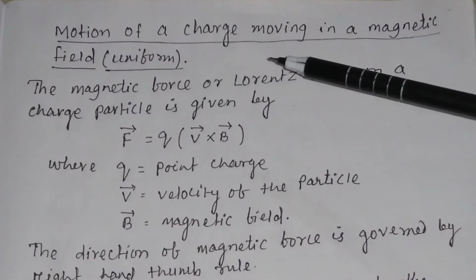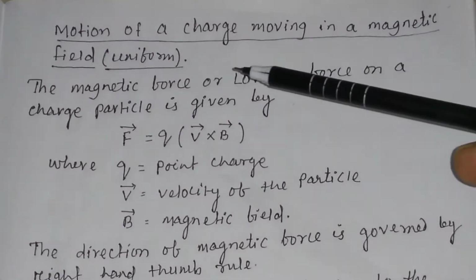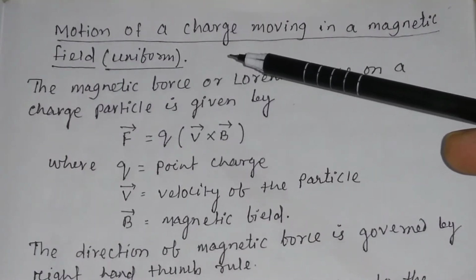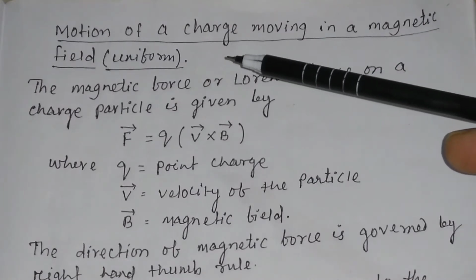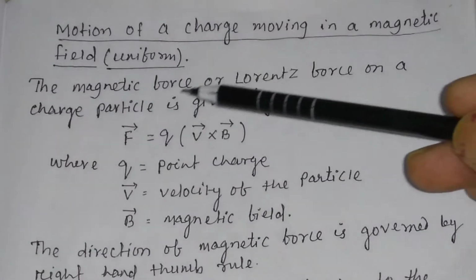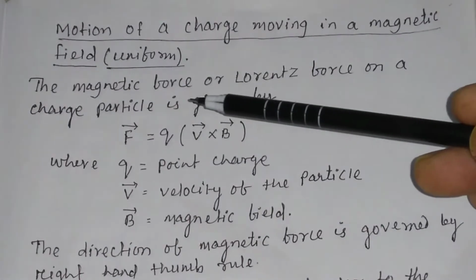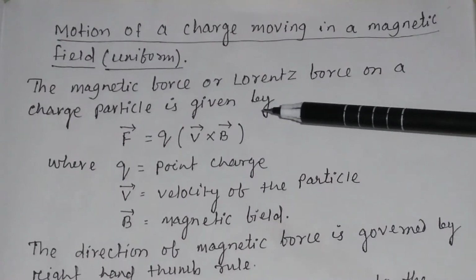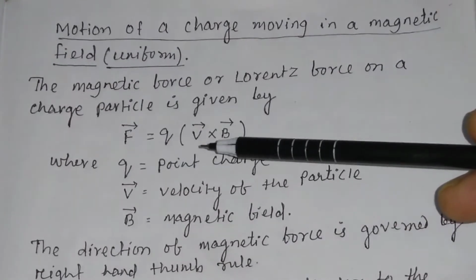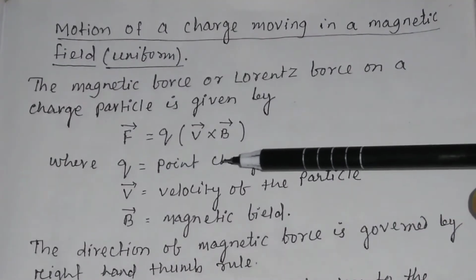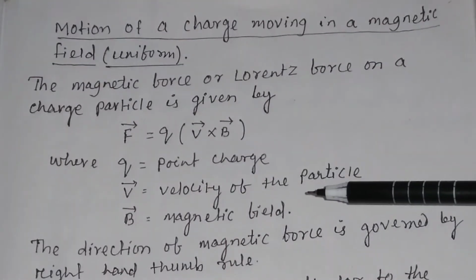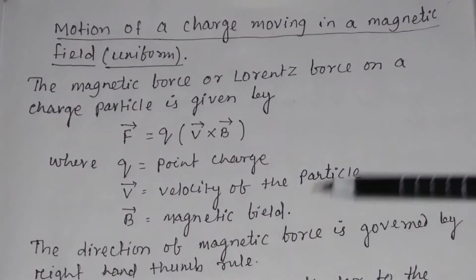Motion of a charge moving in a magnetic field. Here we take a uniform magnetic field. So what will happen when a charged particle moves in a uniform magnetic field? We know the magnetic force, or Lorentz force, on a charged particle is given by F equals Q into V cross B, where Q is the point charge, V is the velocity of the particle, and B is the applied magnetic field.